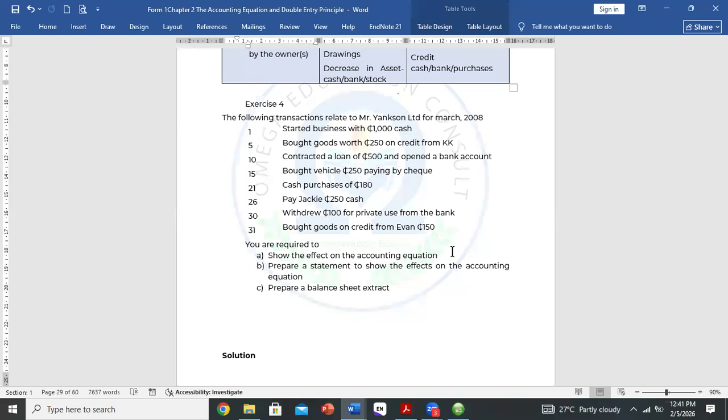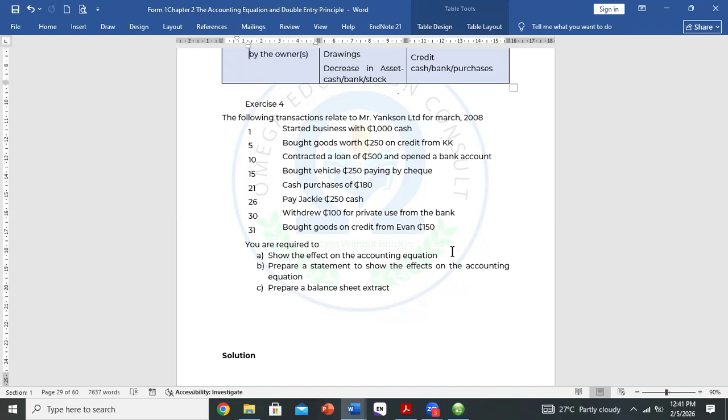Before showing the effect, are you supposed to write the whole transaction all over, or just write the numbers, as in the 1, 5, 10? Well, yes, you can use the date given the transaction. If there are no dates, you can use the numbers. So maybe transaction 1, then you show the effect if you want to avoid repeating the transaction.